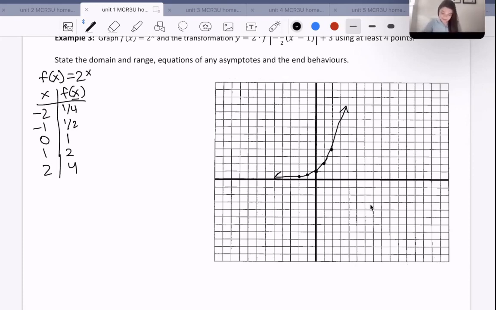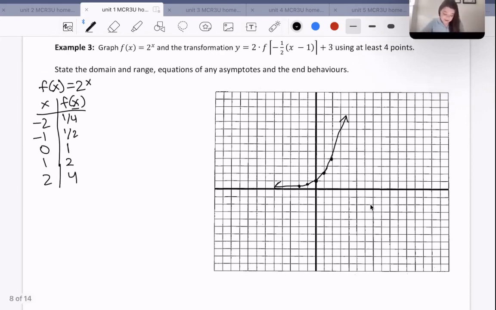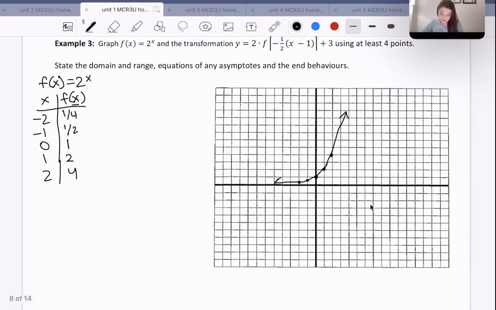Okay, all right, and then it says state the domain and range, equation of the asymptotes, and end behaviors. So I'm going to do that.